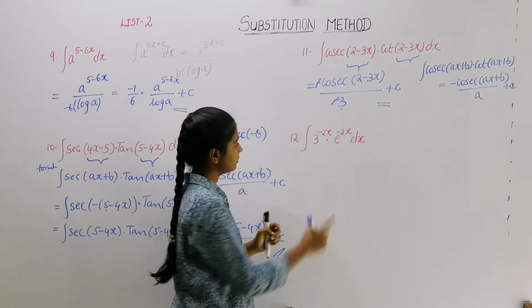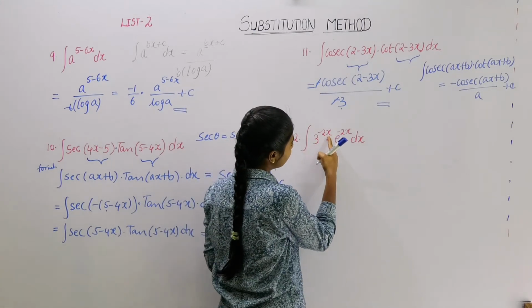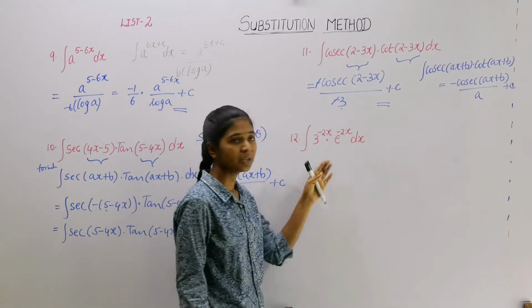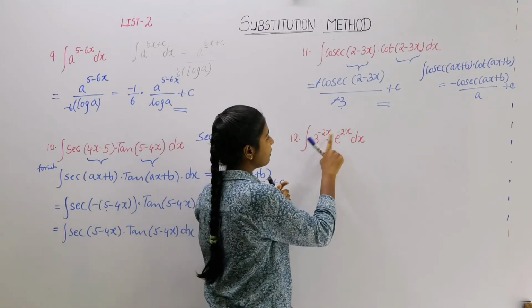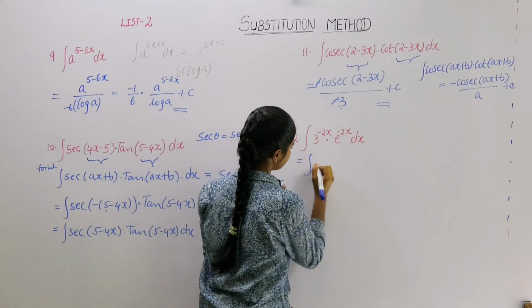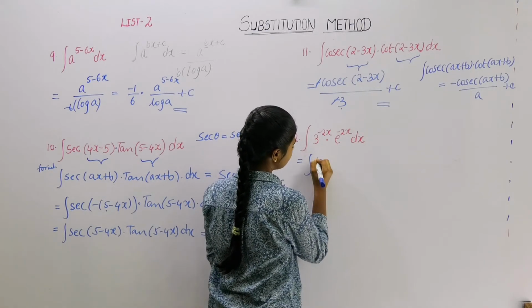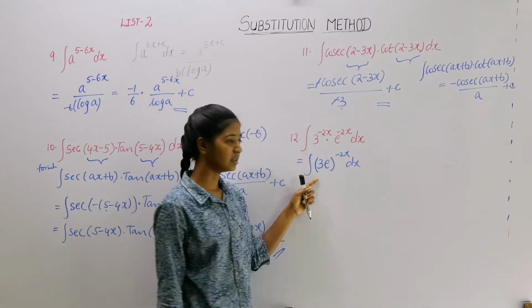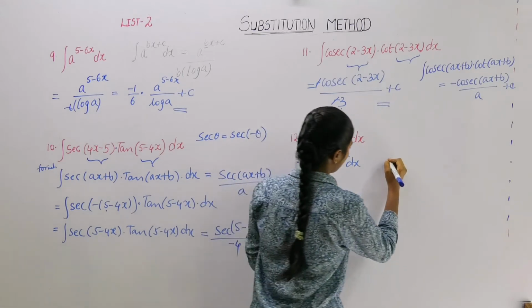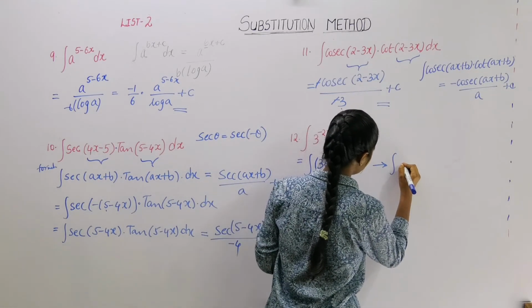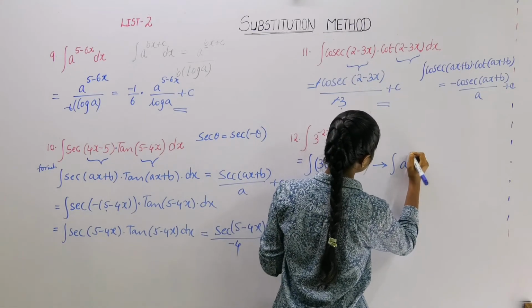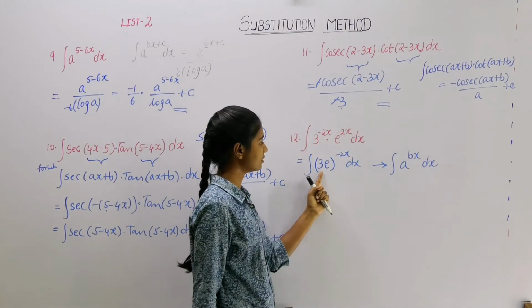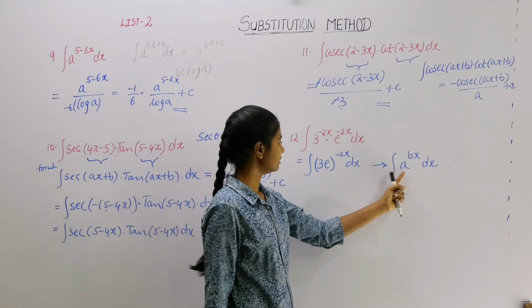Next, 12th one. Integral 3 to the power of minus 2x into e to the power of minus 2x dx. When we look at this problem, the powers are same. So in the first step, I write 3e whole to the power of minus 2x dx. Now this integration looks in the form of integral a power bx dx. Here 3e is compared with a.